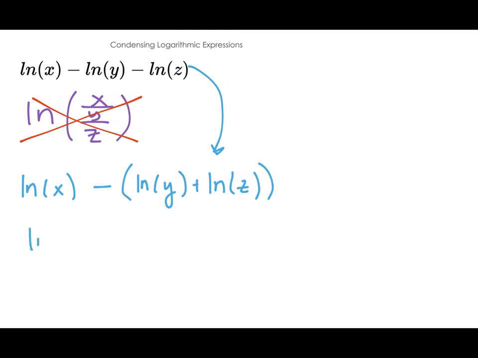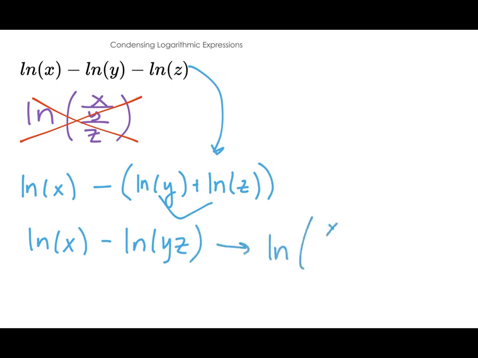Because product rule would first tell me to condense this to natural log of yz. Then quotient rule would tell me to condense this to x over yz. And that is what this means, right? You have to keep in mind that whenever we are condensing and expanding, we should be able to go the opposite direction and get the same answer. That's what we're looking for here.